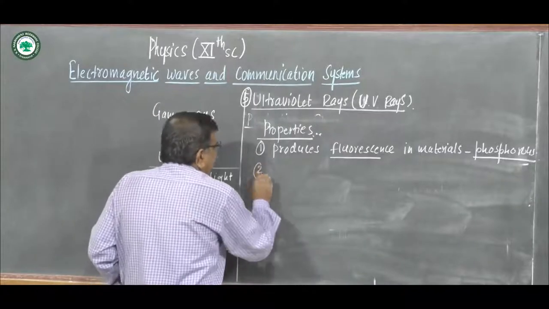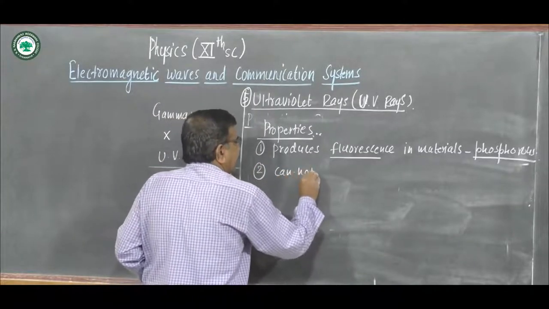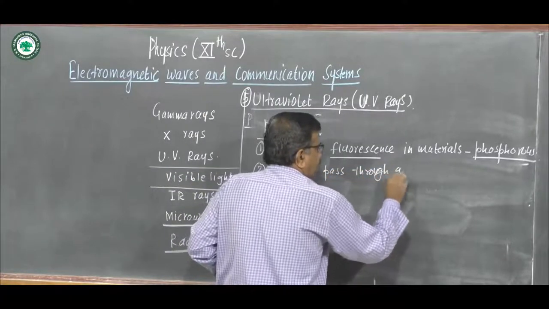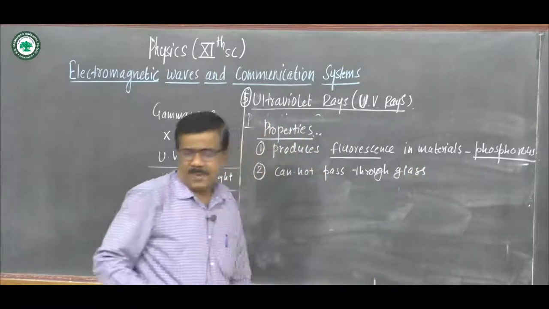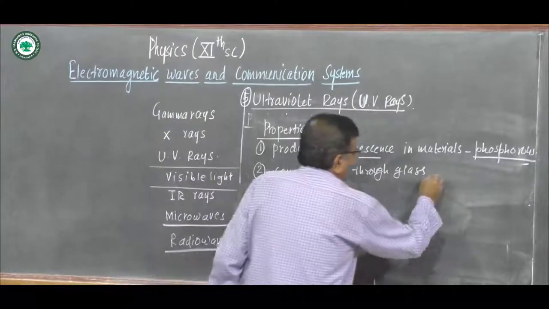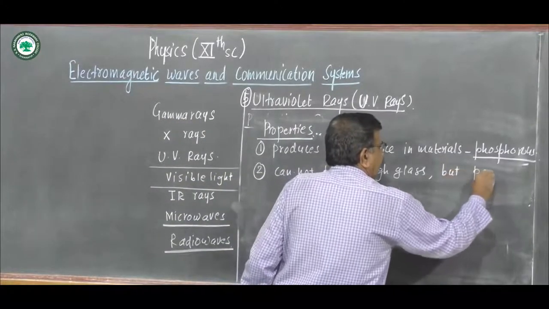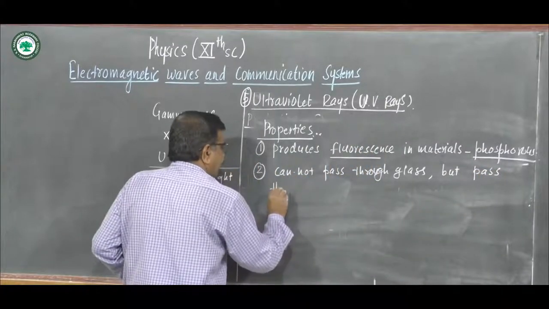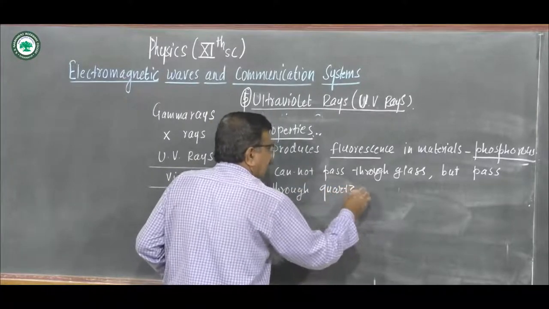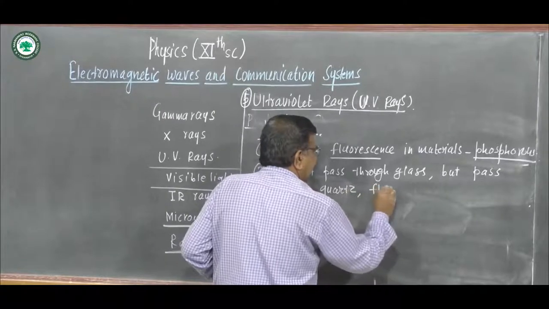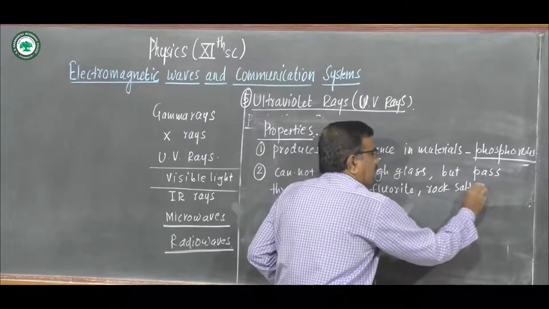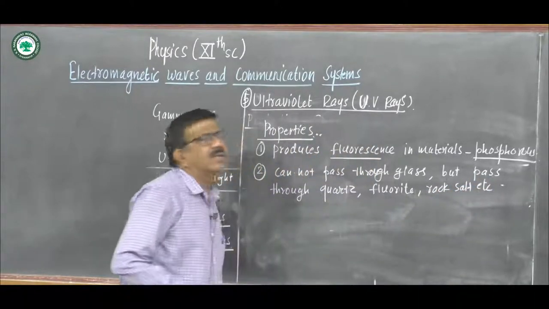These rays cannot pass through materials like glass, but pass through quartz, fluorite, rock salt, etc. Quartz is also a transparent material. This is one property of these ultraviolet rays.